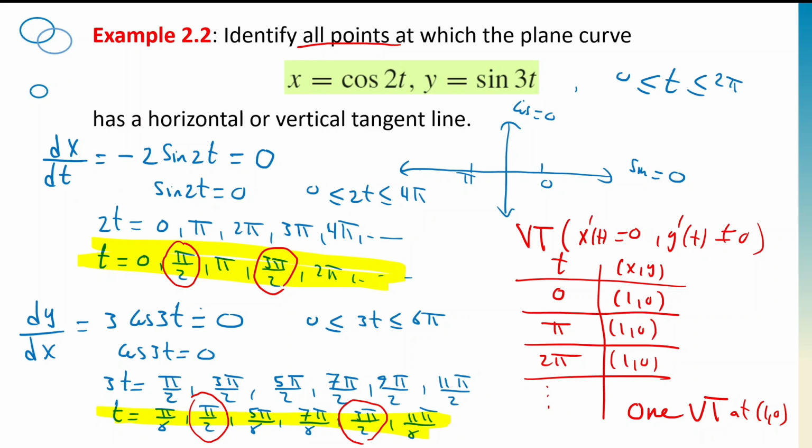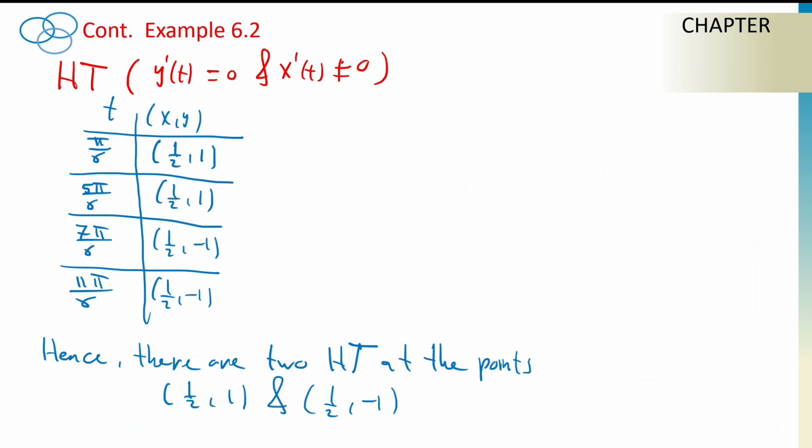If you need to check how many tangents you have, how many vertical, you take the different points. Here, all of them are the same. That's why I took it as one vertical tangent at (1, 0). Same thing for the horizontal. We took all the points where y prime equals 0 and x prime does not equal 0. And clearly, if I replace them into x and y, I have two different points. So basically I can say that I have two horizontal tangents at these two points. Okay, hopefully this is clear.